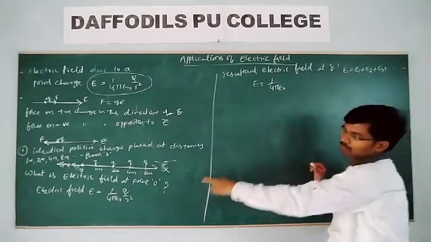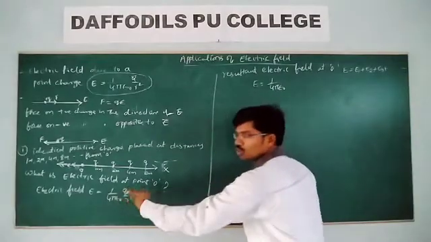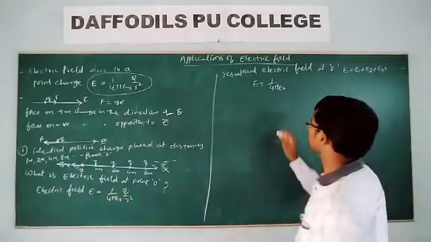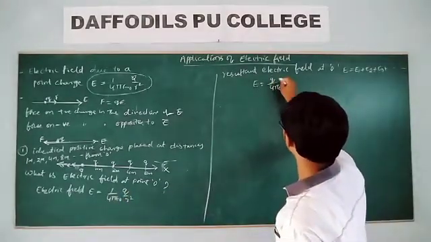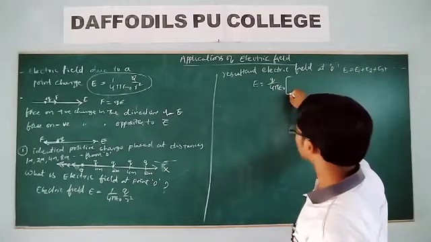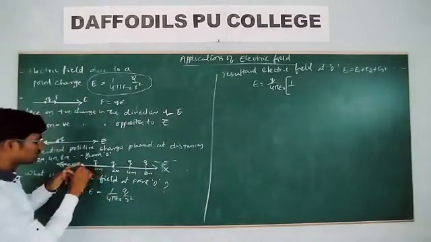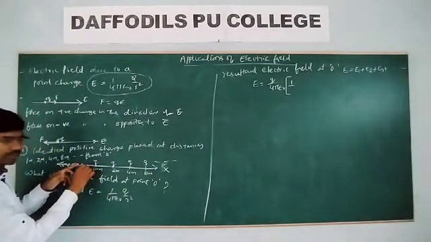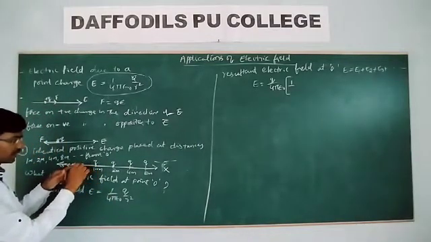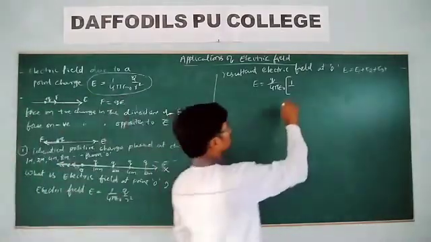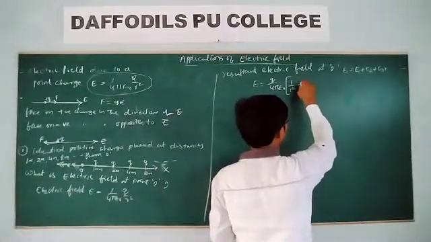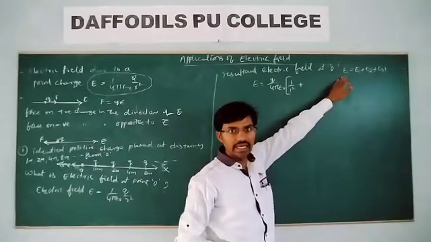This 1 by 4 pi epsilon naught is common, and Q is also common. Let me write here Q by 4 pi epsilon naught is common. But let me take here 1 by, for the first charge, what is the distance from here to here? 1 meter. Is it okay? 1 meter. So what you can write here? Q by 1 square.